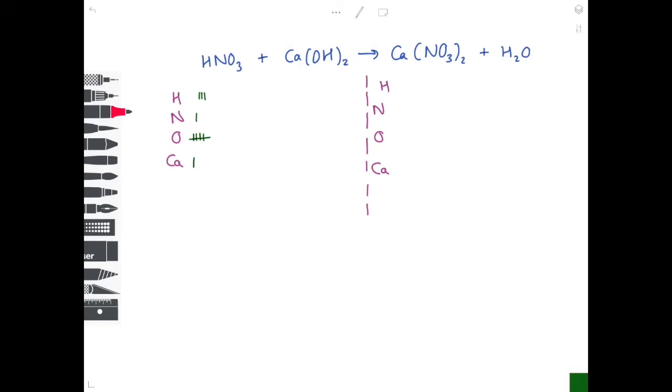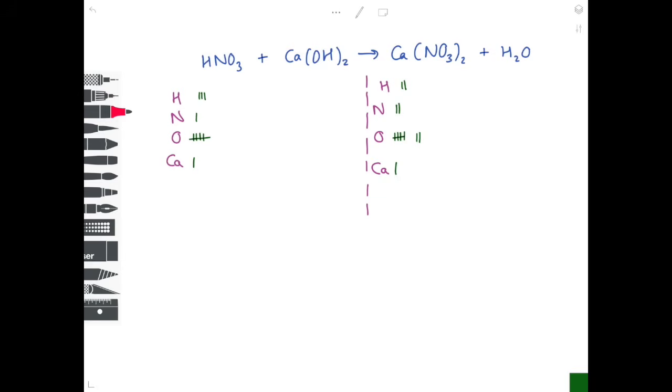Now we need to do the same for the product side of the equation. So how many hydrogens do we have? Well, that's 2, which is present in water. Oxygen, you've got 3 present in calcium nitrate, but remember that small 2 after the brackets means that's doubled, so that's 6, plus 1 found in water, so that's 7. Nitrogen, you've got 2. In calcium you have 1, and now we need to have a look at our tally charts and see what the issue is.